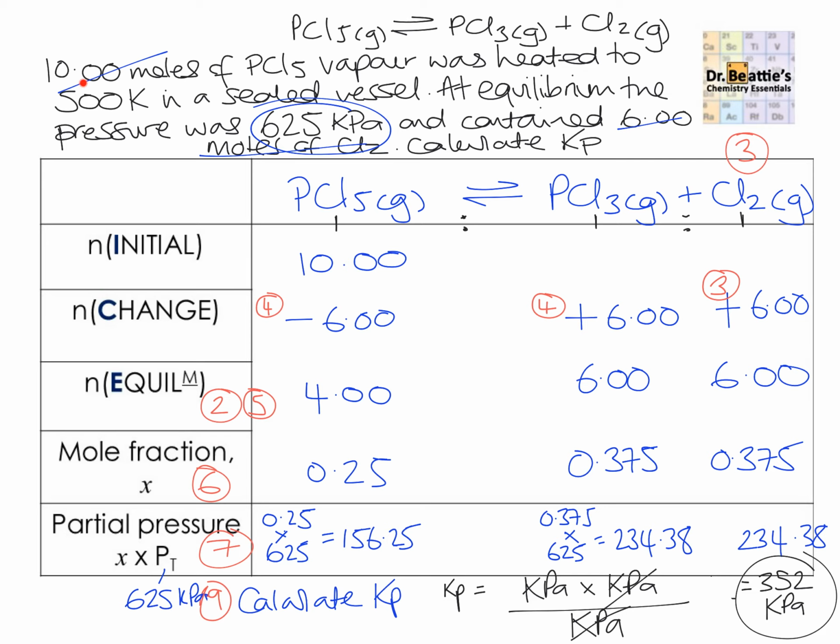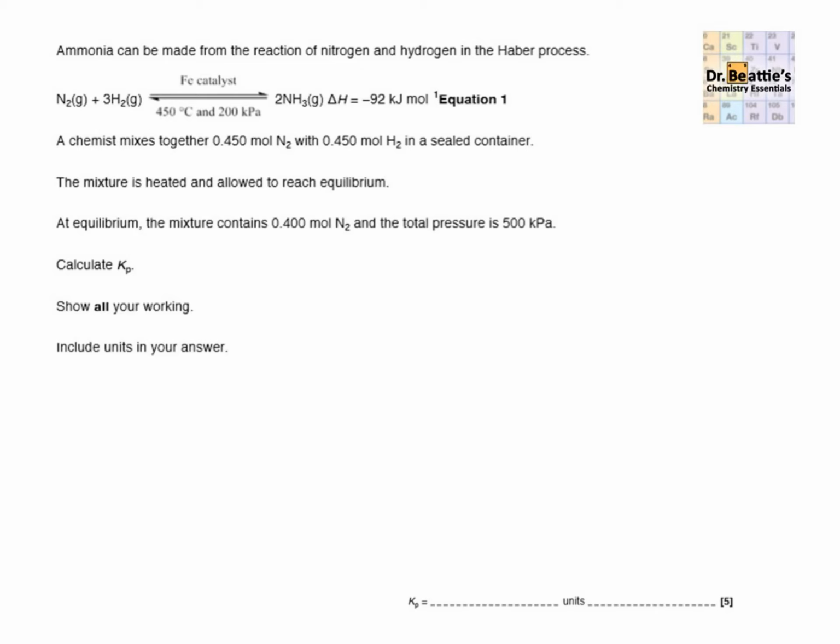They often give you a temperature in here, and that is just a distractor, so just ignore it. It has no relevance to the question. Okay, so let's have a look at an exam question now. We've got a 5 marker. I want you to pause the video here, use the same approach we've used previously to come up with a value for Kp.